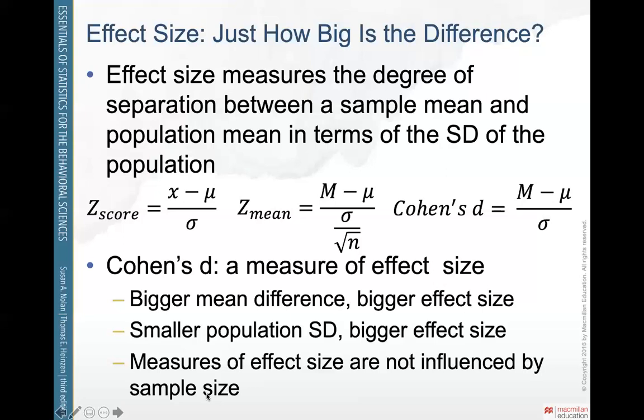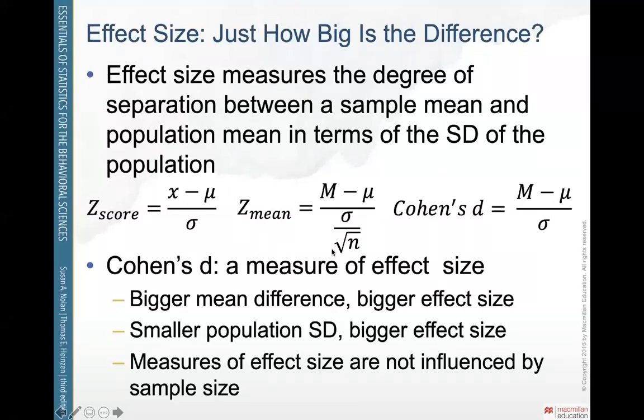And probably the most important conceptual thing about effect size, the reason they're even worth calculating at all, is because measures of effect size are not influenced by sample size. And we're contrasting that with Z-mean in particular. And I'll show you an example here that illustrates this pretty concretely.